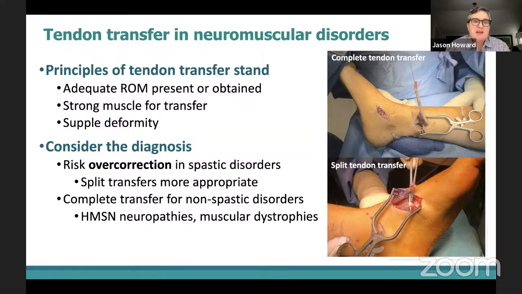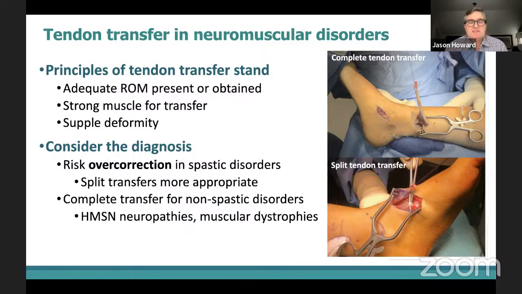To transfer a tendon, you need to have the adequate range of motion present, or you need to obtain it by lengthening other muscles. For example, if you have a dropped foot, you need an equinus, you need to deal with the equinus first before you transfer that tendon. That makes some sense. You need to have a strong muscle for transfer. If you only have a 3 out of 5 muscle, there's no point in transferring that muscle because it'll be a 2 by the time you transfer it and won't do anything. You need a 5 or 4 plus really to have a good active transfer that can help prevent recurrence and improve function. And you need a supple deformity.